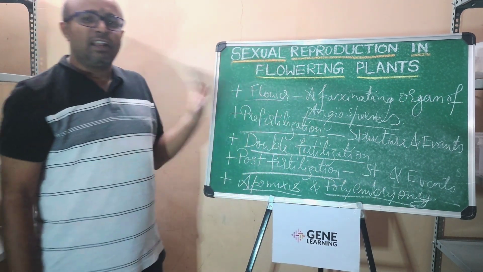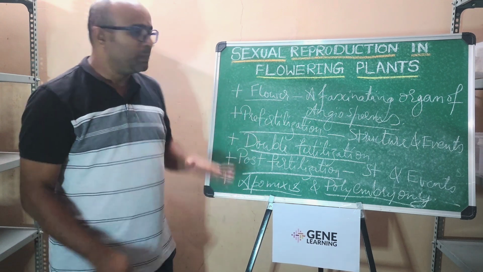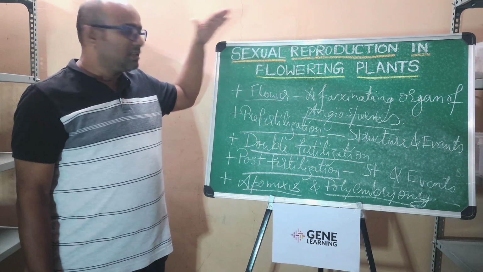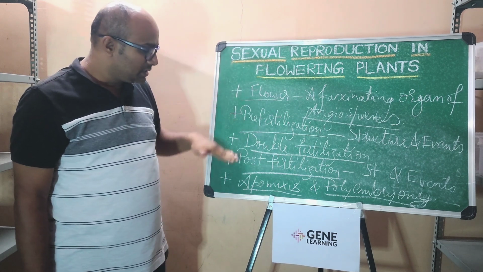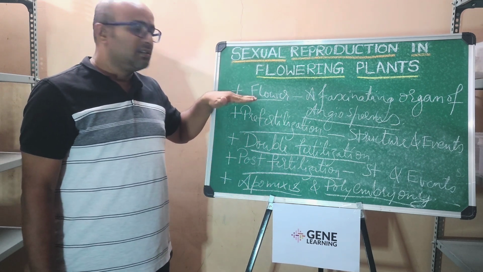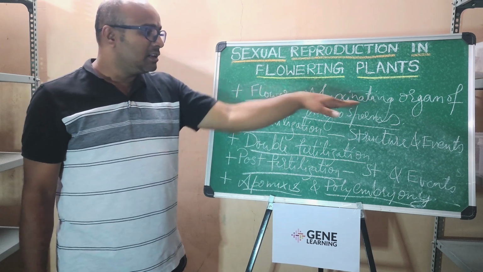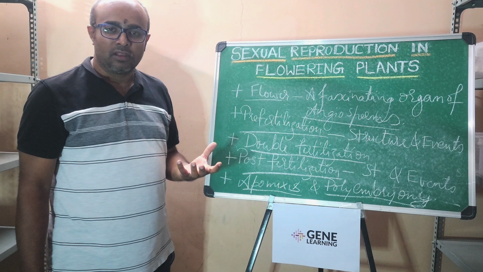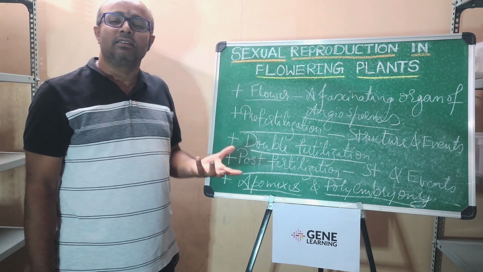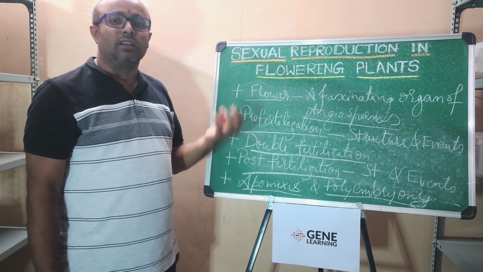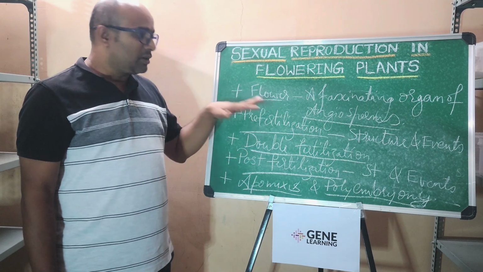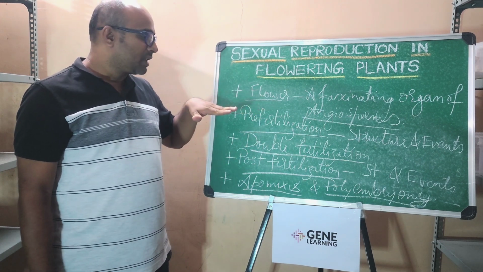Now let me refresh this for you. In the chapter Sexual Reproduction in Flowering Plants, we will be talking about five subtopics. That is the flower, a fascinating organ of angiosperms. Now we know what a flower is. A flower is a reproductive structure in a plant. I'll talk to you in detail about this.